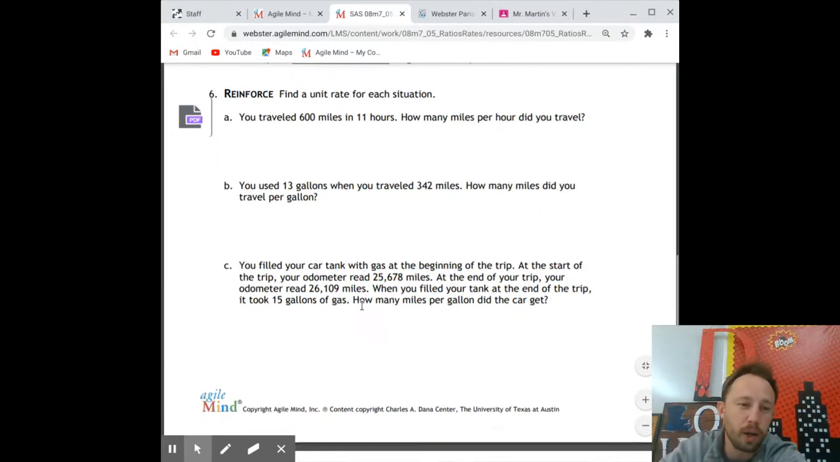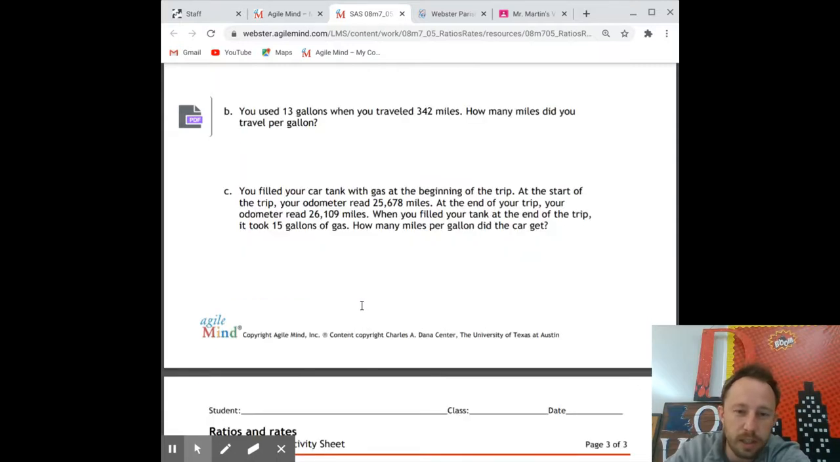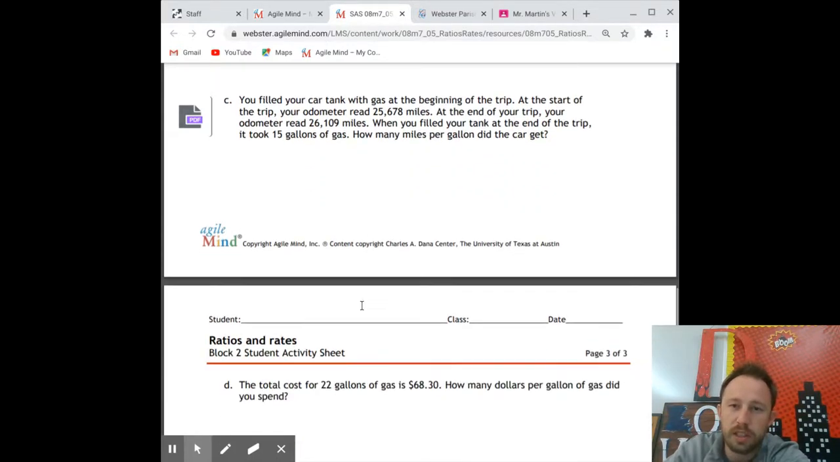All right, part C. Asia, read C for us. This one's going to take some thinking. You filled your car tank with gas at the beginning of the trip. At the start of the trip, your odometer read 25,678 miles. At the end of your trip, your odometer read 26,109 miles. When you filled your tank at the end of the trip, it took 15 gallons of gas. How many miles per gallon did the car get? All right, thank you, ma'am.